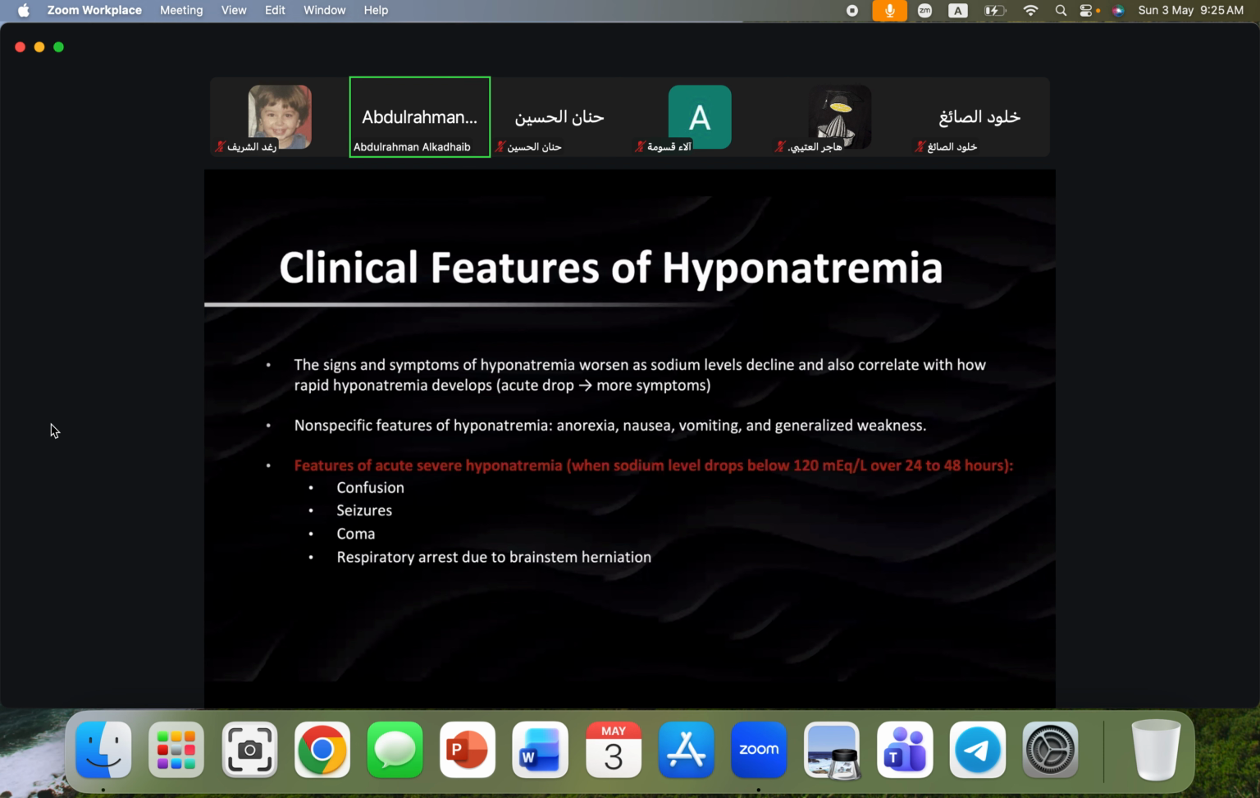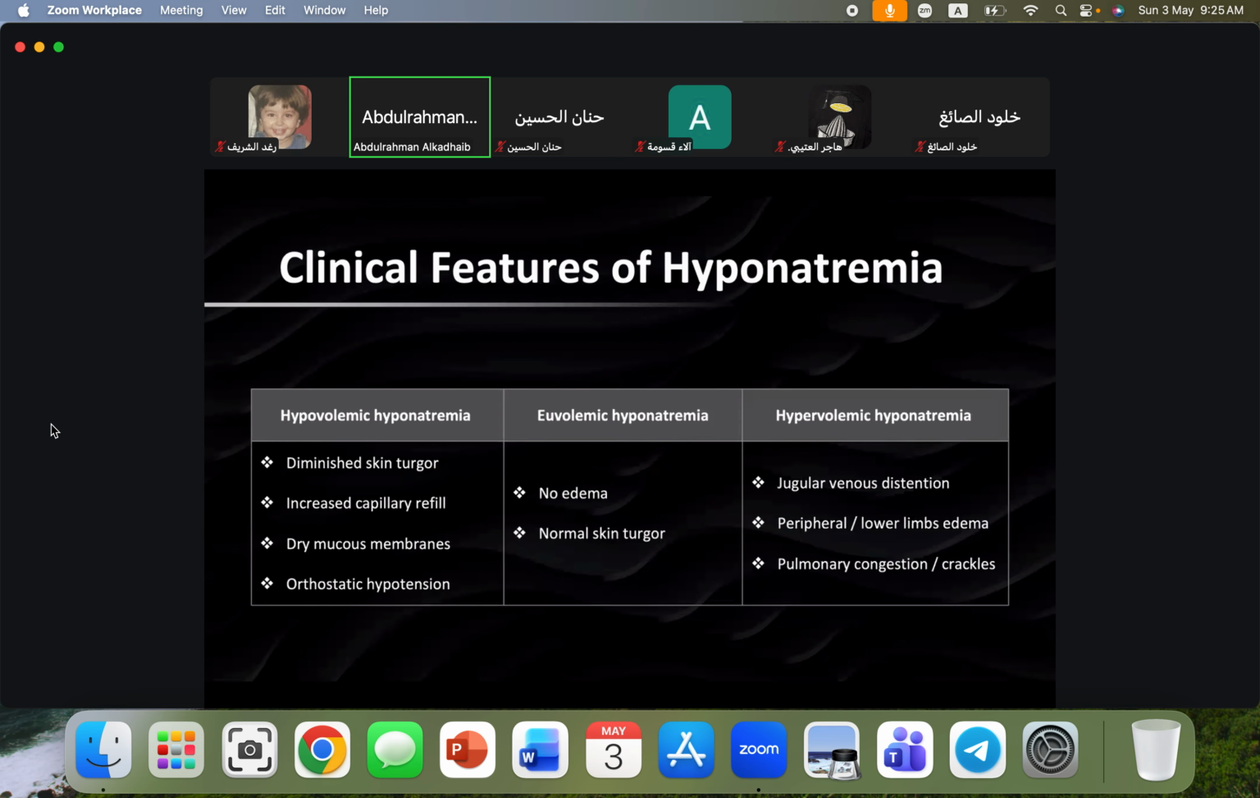And we need to know that because the treatment of this condition, severe hyponatremia, is different from the treatment of other types of hyponatremia. I mean, the mild and moderate ones. We need to use a special treatment line, and we will talk about it later on.